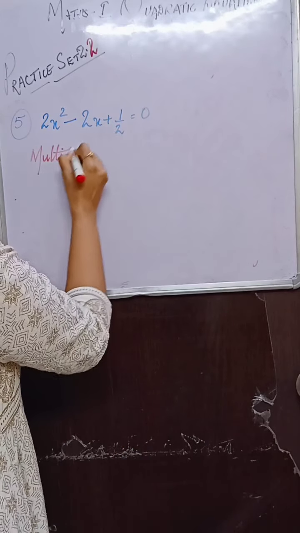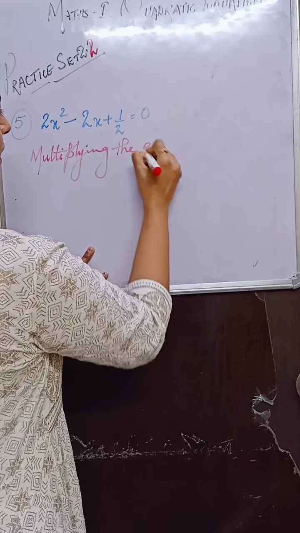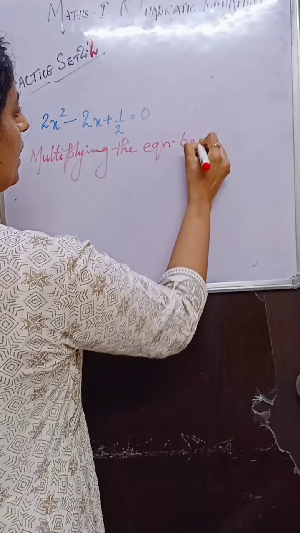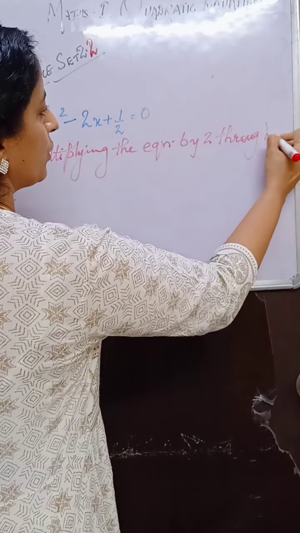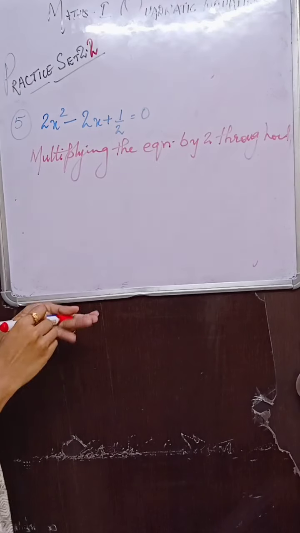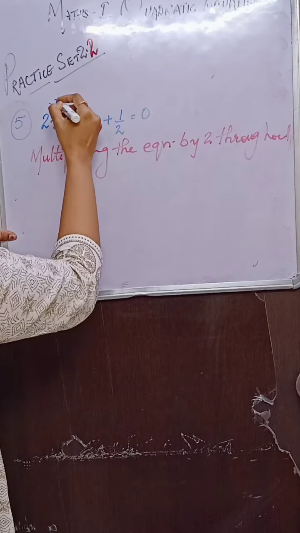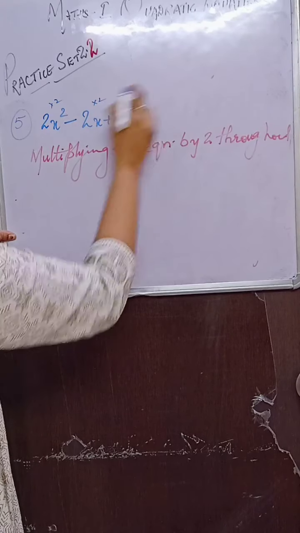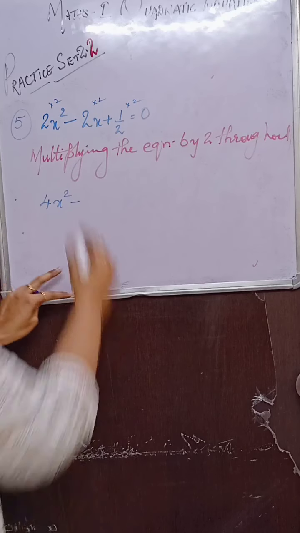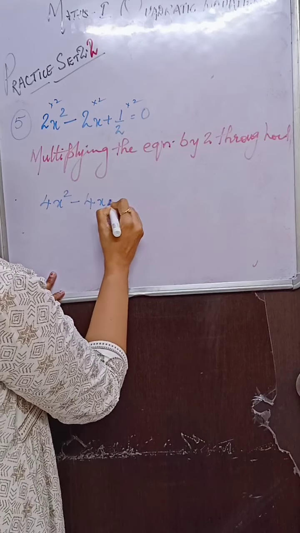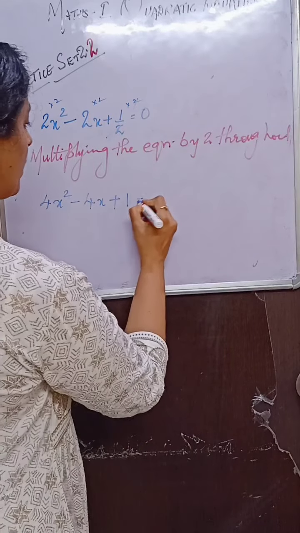Multiplying the equation by 2 throughout. Multiplying the equation by 2 throughout. So what you get is, when you multiply the whole equation by 2, so here 2, here 2 and here 2. So 2 2's are 4x square minus 4x plus 2 and 2 cancel. So here you have 1 equal to 0.